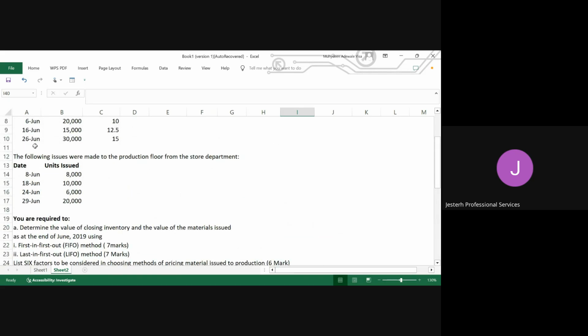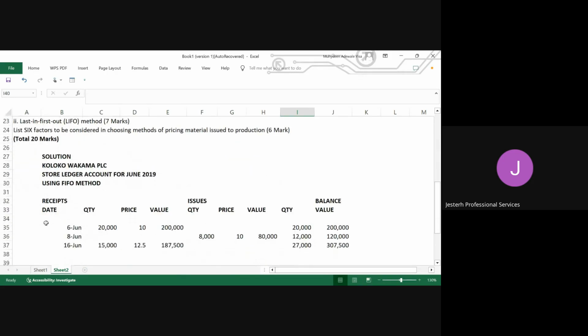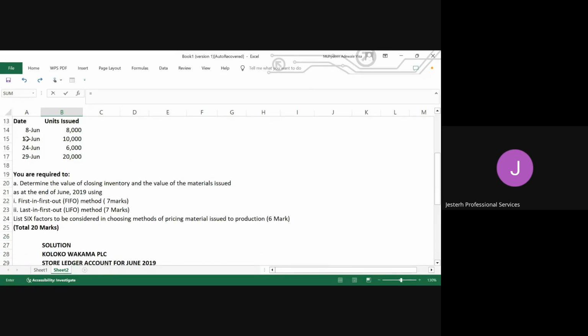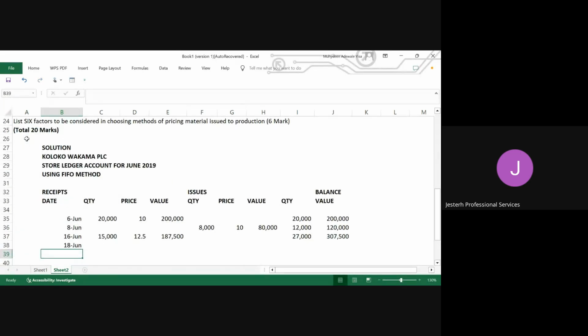Now we do not have any purchase still on the 26th. But before that 26th, we were able to issue out some units to production department, for them to continue their production. On the 18th, we issue out 10,000. On the 24th, we issue out 6,000. Now let's come to these dates. On the 18th, we issue out 10,000.